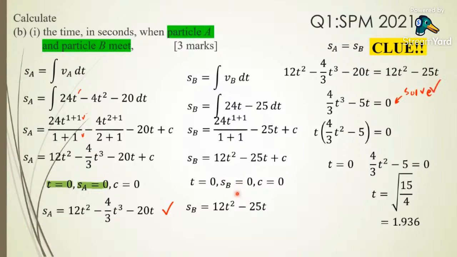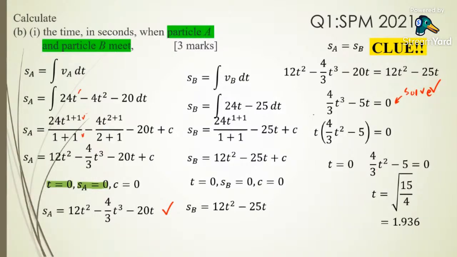Where is the second mark? Second marknya di sini, when you equate them. When you equate them and then try to solve. Dia bukan equate saja, dia bukan equate sahaja. Dia equate and try to solve. It comes together. Kalau awak equate saja, most probably marking scheme tak dapat. So dia kena equate, awak kena equate and saya take note kat situ.